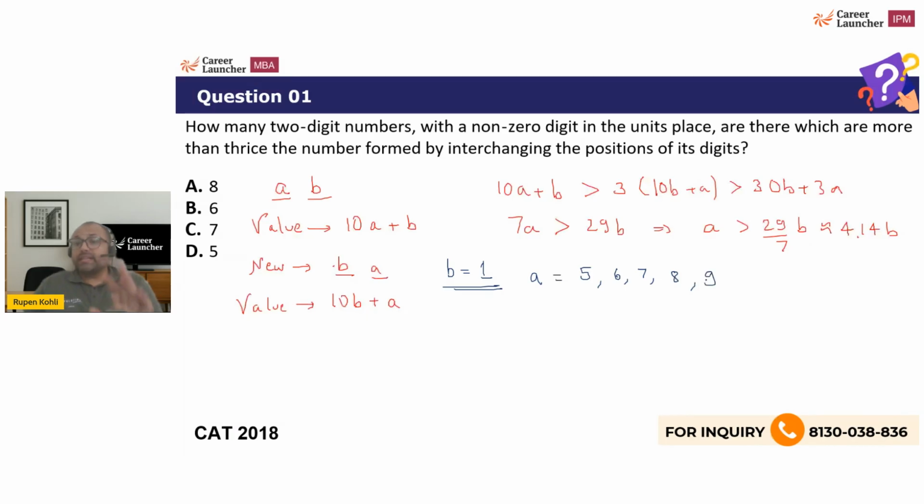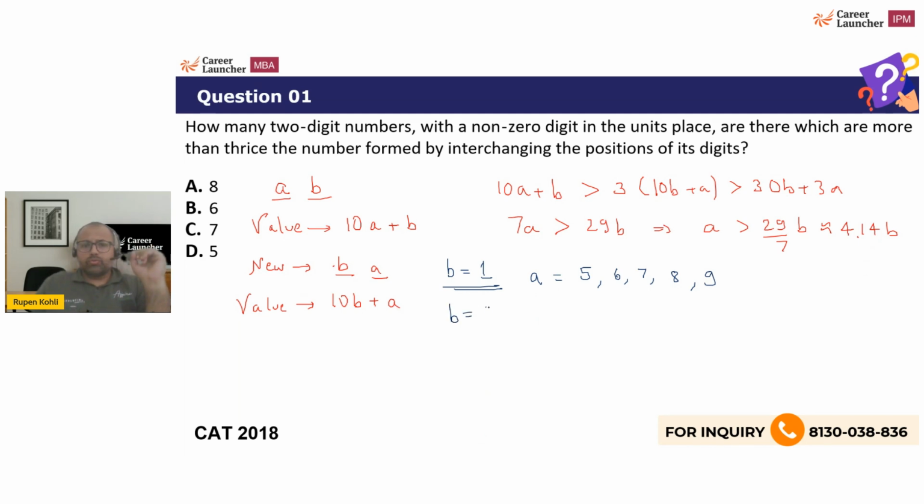Remember, we are dealing with digits. A and B are digits, so they can only be in the range of 0 to 9, and 0 is not possible for any of them. Right? So B being 1, A takes these values. You can imagine that as B moves along and takes higher values, it will be very difficult for A to take actually any real value, because A has to be a digit.